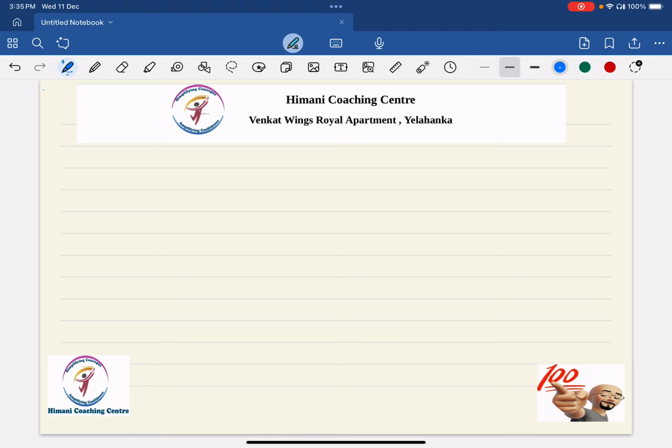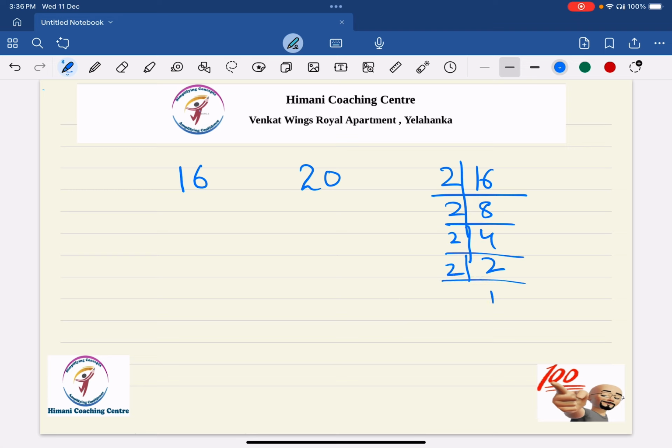Okay, so now let us understand when two numbers are given. Let us say we are given two numbers, 16 and 20. If we are asked to find their LCM and HCF, what we can do is, for HCF, write 16 as 2 8s are, then 2 4s are, then again divisible by 2, then again divisible by 2. So 16 equals 2 times 2 times 2 times 2.